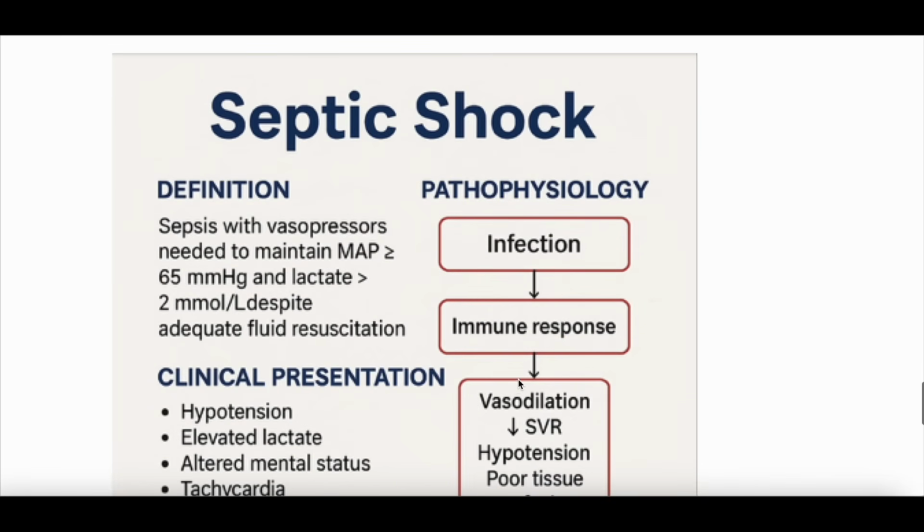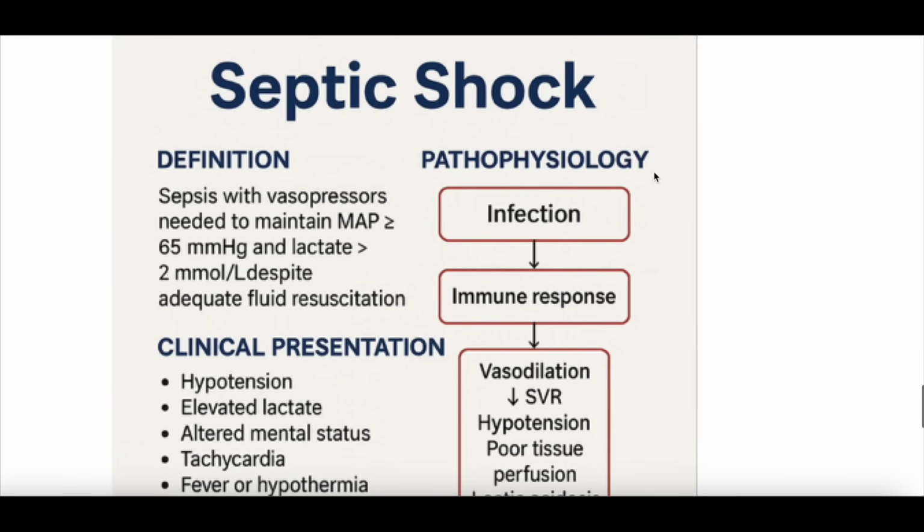If you're listening to the podcast, we'll read some of it. If you're watching the video, we do have a little summary slide here. And that is septic shock definition. To review, sepsis with vasopressors needed to maintain a MAP of greater than 65 and a lactate of greater than 2 despite adequate fluid resuscitation with signs or suspicion of infection.